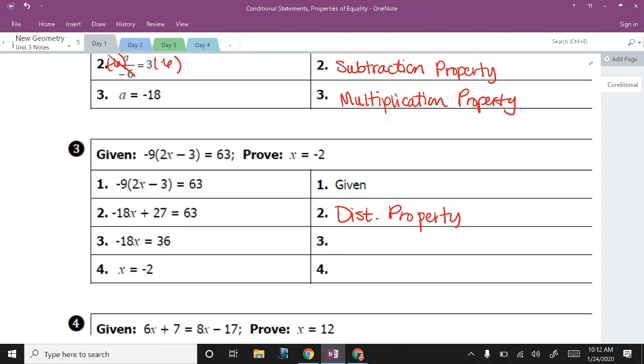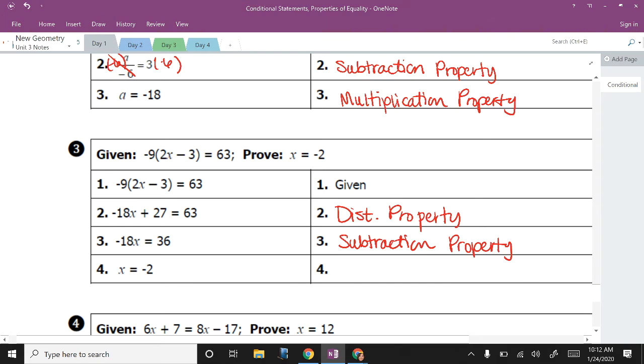And then they went from there to this line 3. So what did they do from step 2 to step 3? Subtracted 27 on both sides, looks like, right? So that would be subtraction property. Again, we got to write out subtraction, unfortunately.